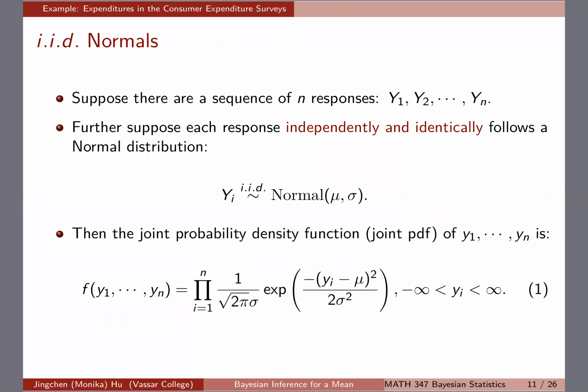And lastly, this is what we reviewed in the probability review, but I just want to mention this again, that we're going to suppose that there's a sequence of n responses. We use capital letters to represent the random variables y1 through yn. And then we assume that they're independently and identically following a normal distribution. So the joint density, as we did in the review before, is going to be written out as the product of each of the marginals, because they're independent. And then you're able to write each of the densities into this.